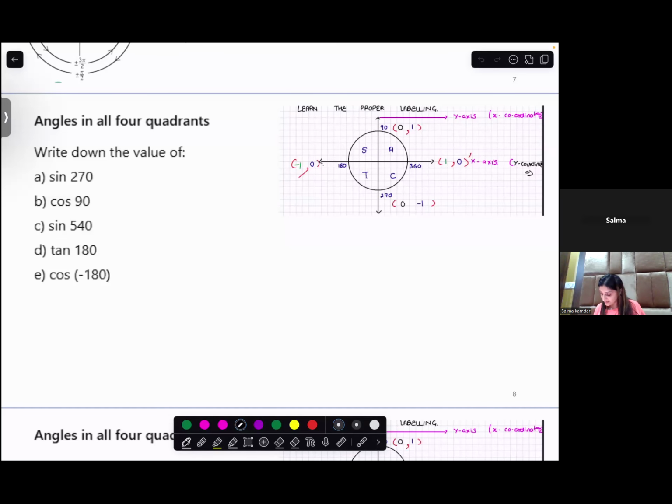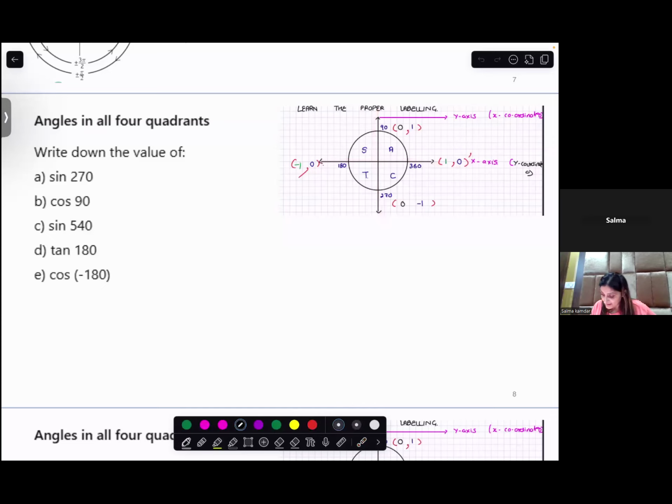Now let's look at some examples. Angles in all four quadrants: first, second, third, and fourth. You should know that this is 0, 90, 180, 270. You would write the x and y coordinates also over here on this line. X coordinate would be 1, y coordinate would be 0. And in this line, x coordinate is 0, y coordinate on top 1, down minus 1.